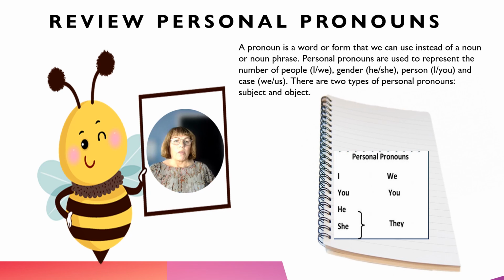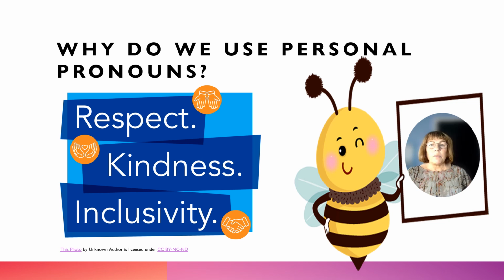So make sure that you're very clear that you use the subject pronouns in the position of the subject in the sentence and the object pronouns in the position of the object part of the sentence. So why do we use personal pronouns? For respect, for kindness, and for inclusivity. And when we're writing, we use pronouns so that we can make the start of our sentences more interesting, or so that we don't have to keep repeating that noun.